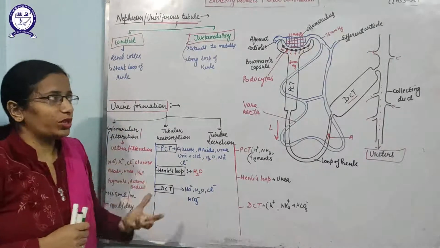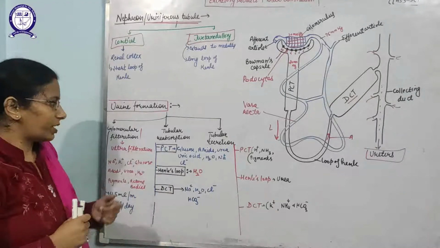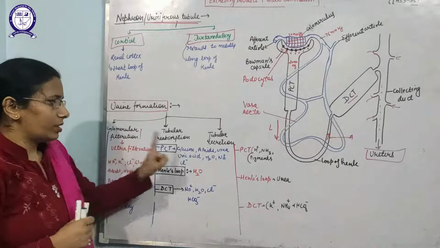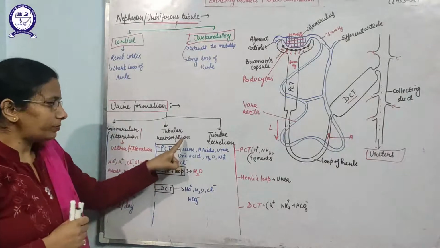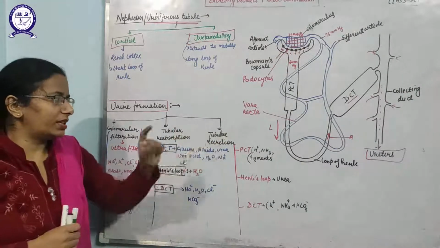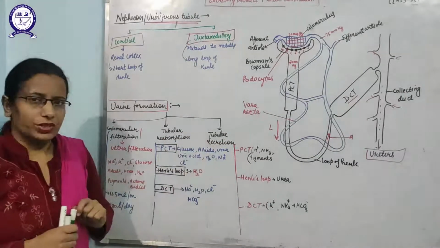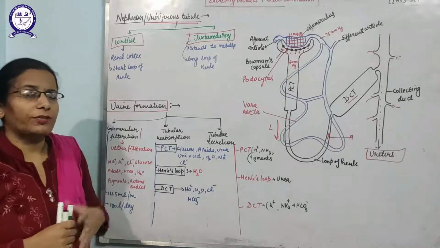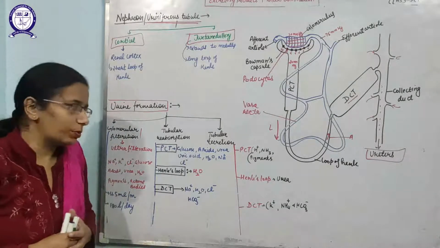Yes, how does urine formation take place? There are 3 steps. First is glomerular filtration. Second is tubular reabsorption. Third is tubular secretion. Yes, these are the 3 steps mainly involved in the formation of urine in the human body.